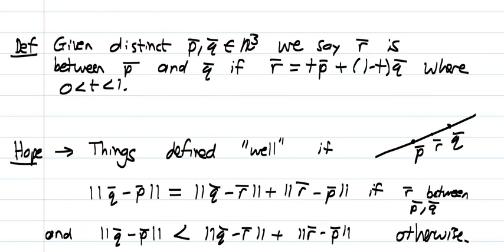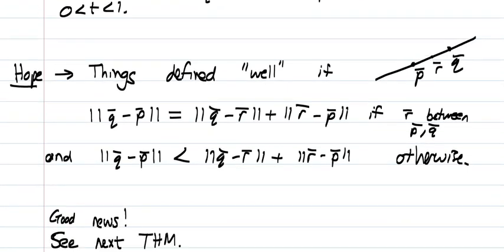Alright? But if the norm of Q minus P is less than the norm of Q minus R plus the norm of R minus P, then it will not be between. Alright? So if we define things well, then this would be true, alright? And some good news, this is true, alright? And this is all captured in the first theorem of chapter 1.4.